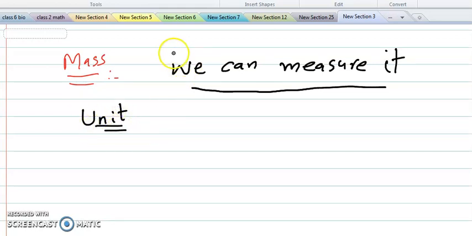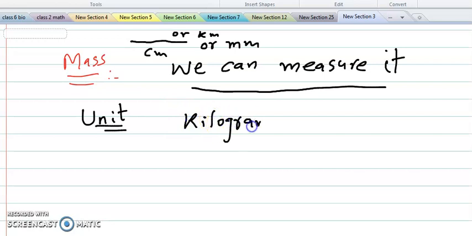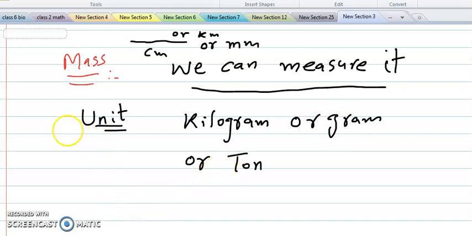Like the unit of length, if we need to measure the length of this line, we will measure it in centimeter, or in millimeter, or in kilometer. Same way, when we measure the mass of an object, we will measure it in kilogram or in gram or ton. So it means we can use different units.